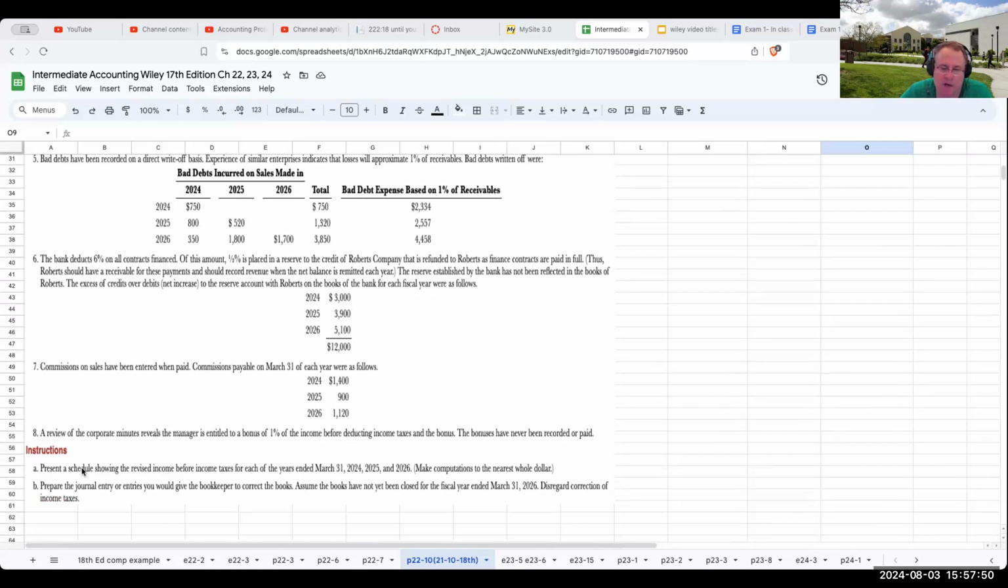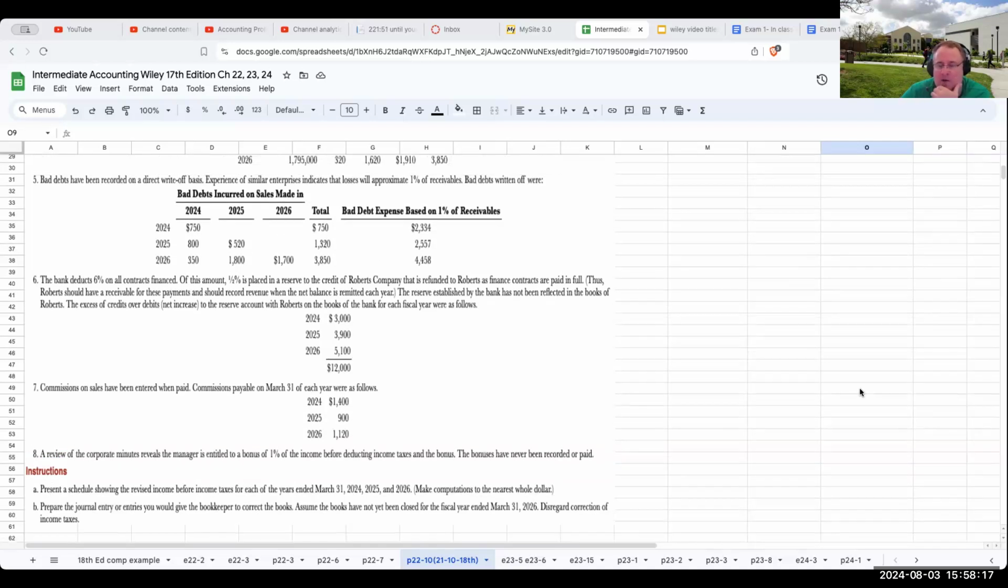So right over here, present a schedule showing the revised income before income taxes for each of the years ended March 31st, 2024, 2025, and 2026. And then over here, prepare the journal entries you would give to the bookkeeper to correct the books. Assume the books have not yet been closed for the fiscal year ended March 31st, 2026. Disregard correction of income taxes.